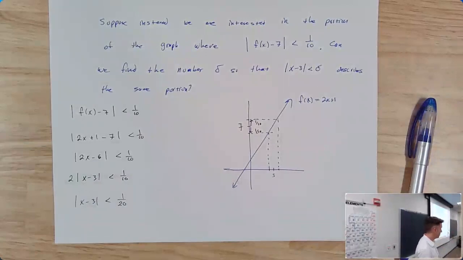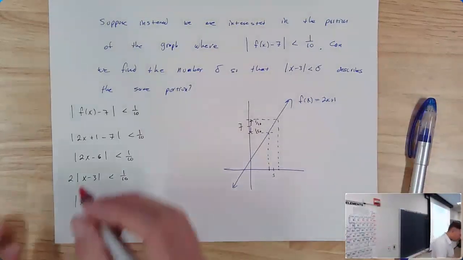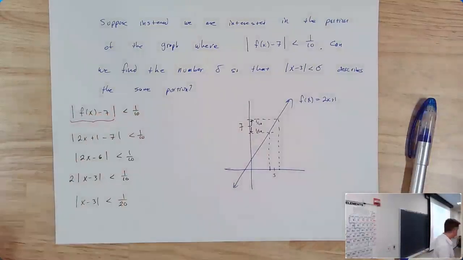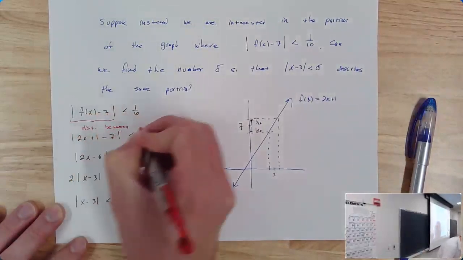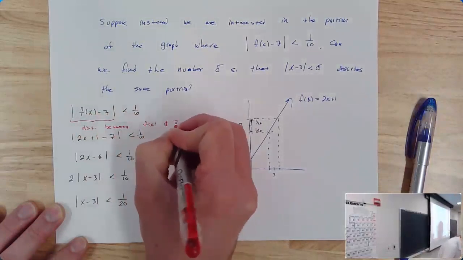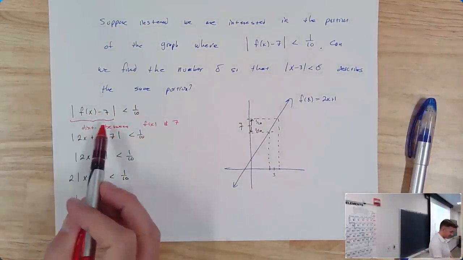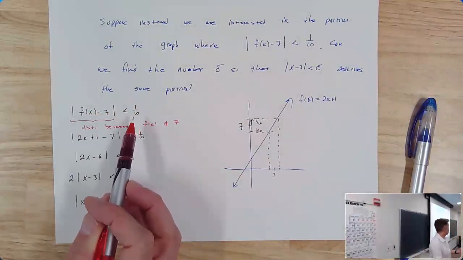That's our delta. Question? Why do you leave it as x minus 3? Because I want to know how close x has to be to 3. So here's what I really strongly encourage all of you to think about. When you see something like the absolute value of f of x minus 7, that means the distance between f of x and 7. This is the distance between two things. So I want that distance to be relatively small. I want f of x to be close to 7.